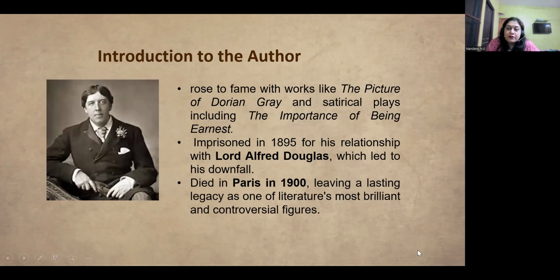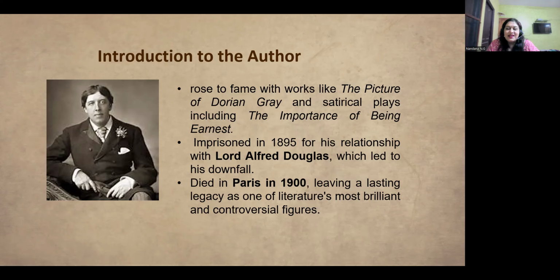He rose to fame with works like The Picture of Dorian Gray and satirical plays. Satirical means a play which has a sense of humor, which is farcical, which has a lot of comic elements in it, but still a message is also included. Satirical plays including The Importance of Being Earnest.